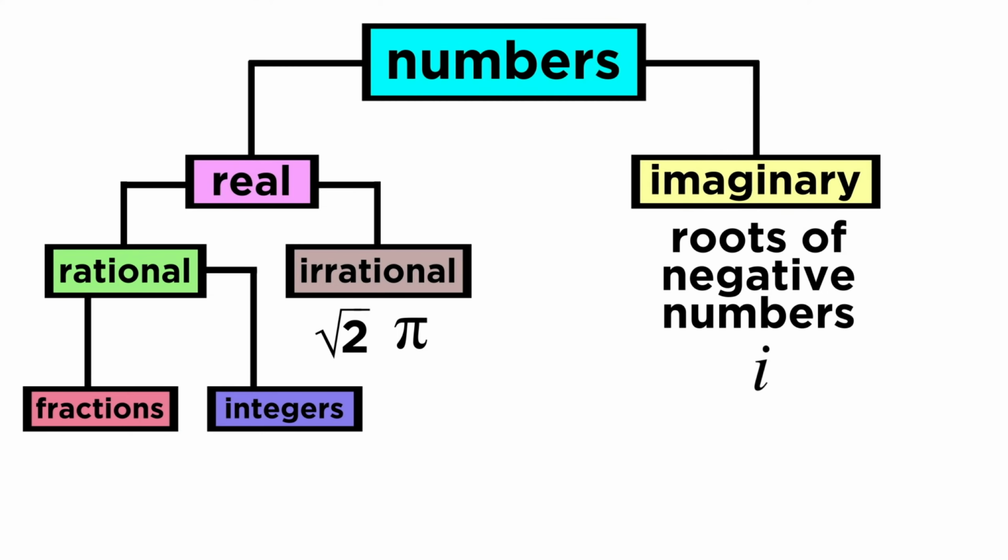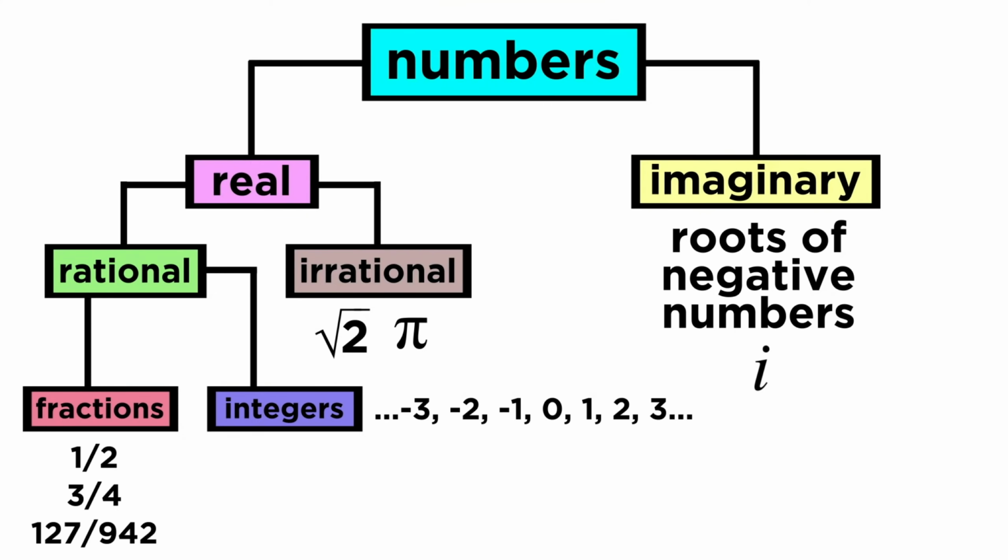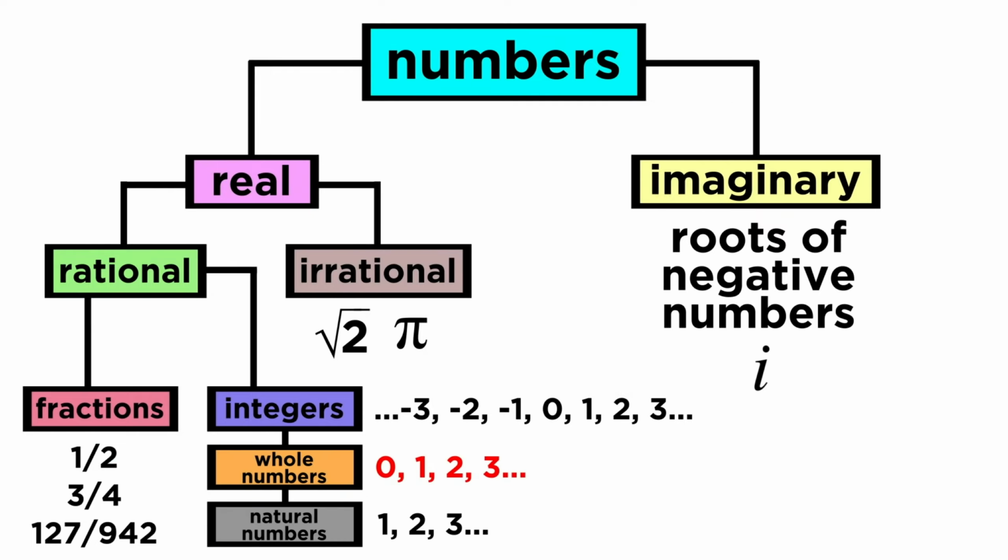If we want to, we can subdivide rational numbers further to describe types of numbers we already know about, like fractions and integers. Fractions are all the numbers that happen in between the integers, and there are infinitely many of them in between each integer. Within integers, we can describe whole numbers, which are all the integers starting from 0 and going in the positive direction, and natural numbers, which are all the integers starting from 1, so the same as whole numbers, just without the 0.